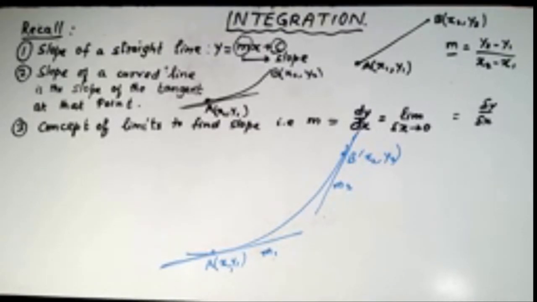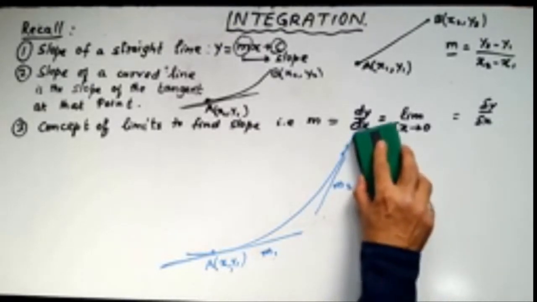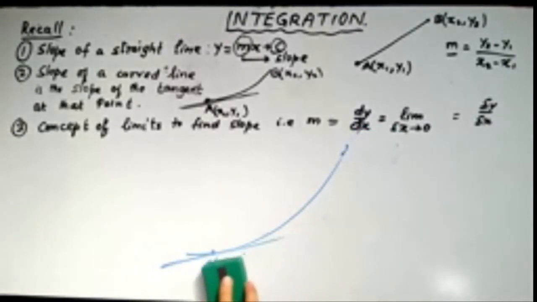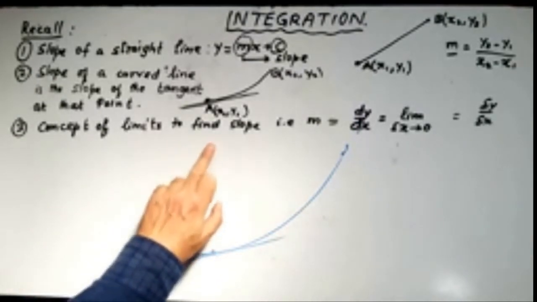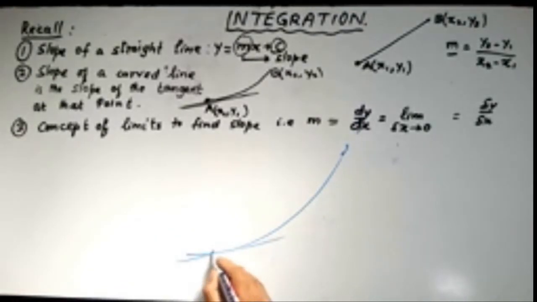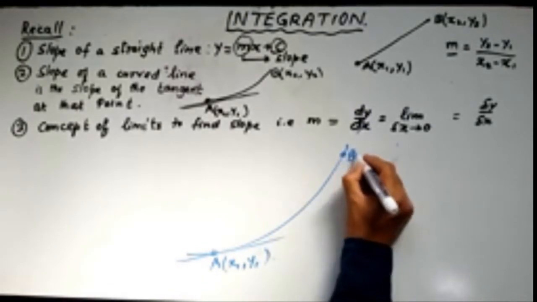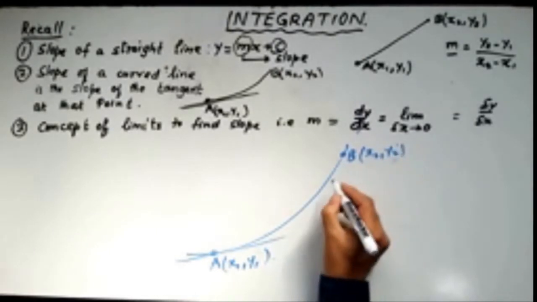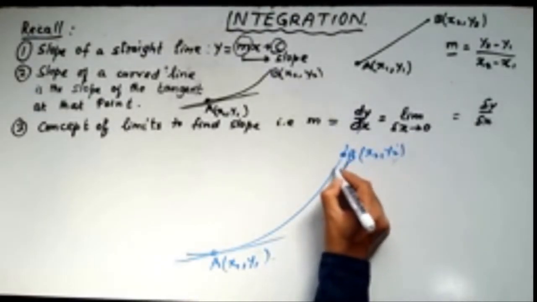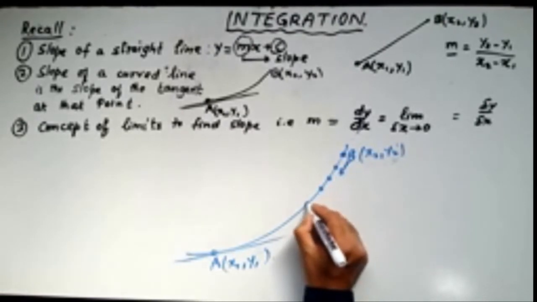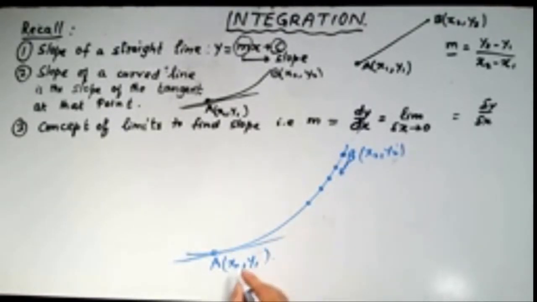So how are we going to find out the slope of a curve at any point A? We recall that we introduced the concept of limits to find out the slope of the curve at a particular point A. If you recall, we said, let's say A is x1, y1 and B is x2, y2. We started bringing this point B closer and closer towards the point A in order to get the slope of the tangent at the point A.